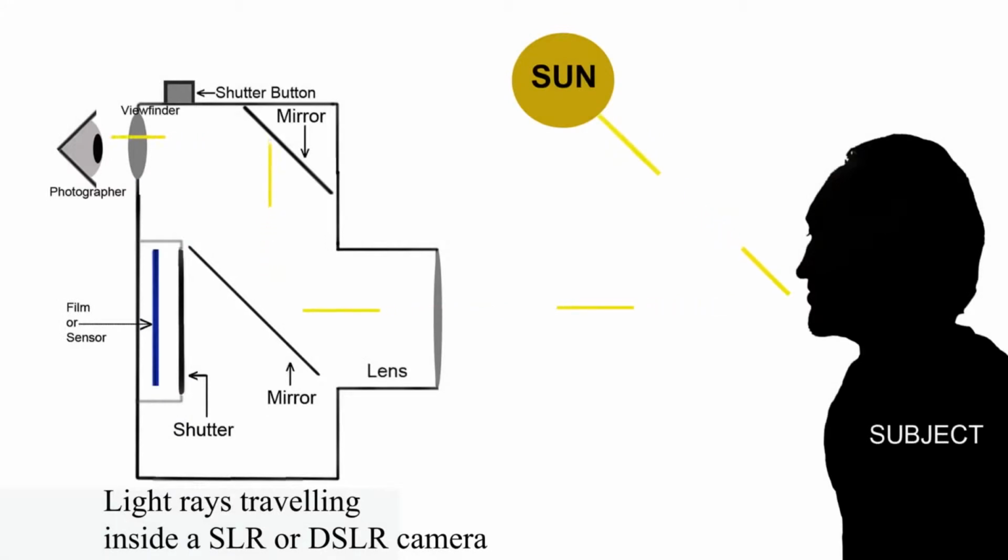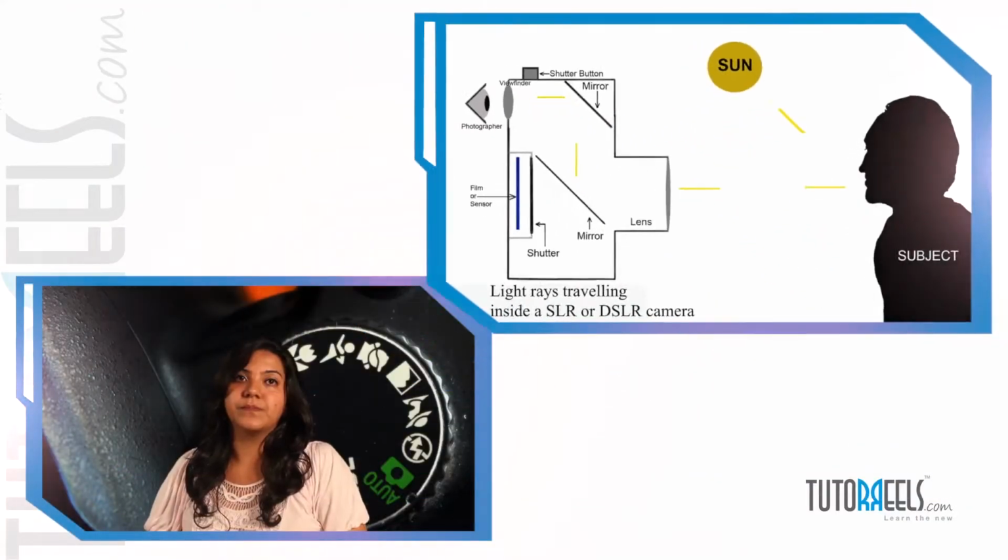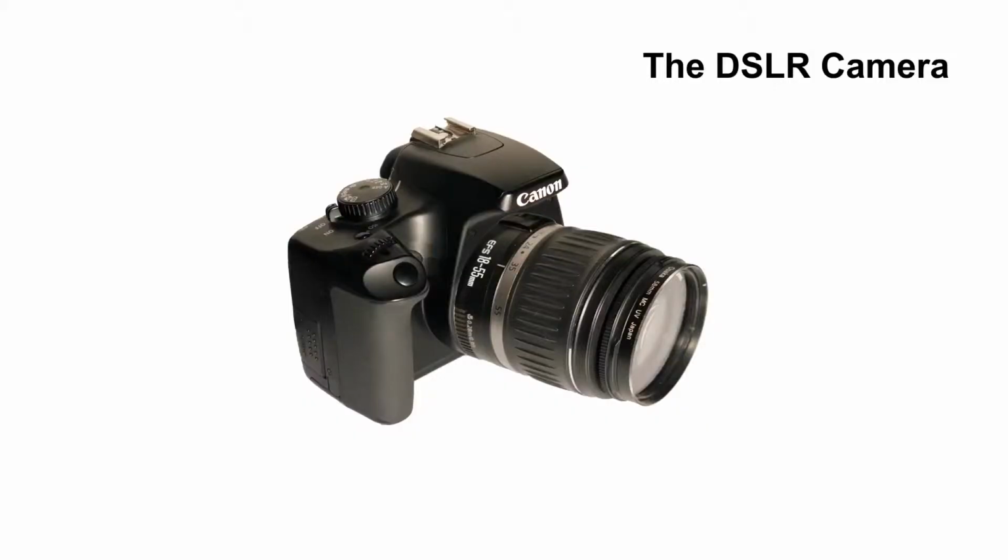Wonder why this complex system of mirrors? This is just so that a photographer can view the very exact image that will form on the film. So let's look at the SLR camera once again as a whole.